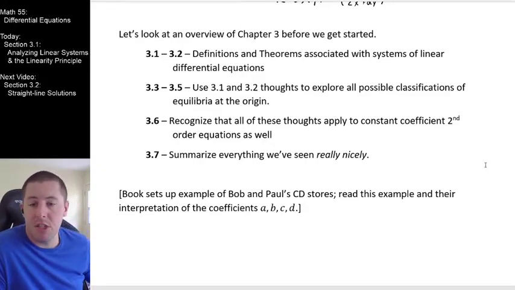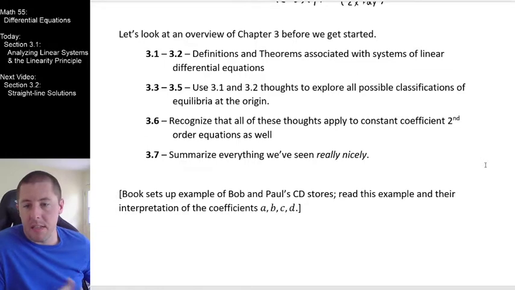We're going to get lots of definitions and theorems associated with these systems of linear differential equations, their properties and what we can expect to see from them. Once we've laid that groundwork, we're going to recognize that we then do have access to the tools that we need to analyze these equilibria that are going to exist at the origin. So sections 3.3, 3.4, and 3.5 are going to cover essentially all the possible classifications that we could see of our equilibria at the origin.